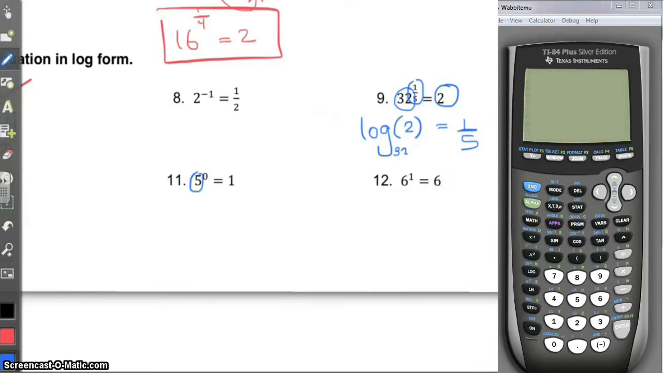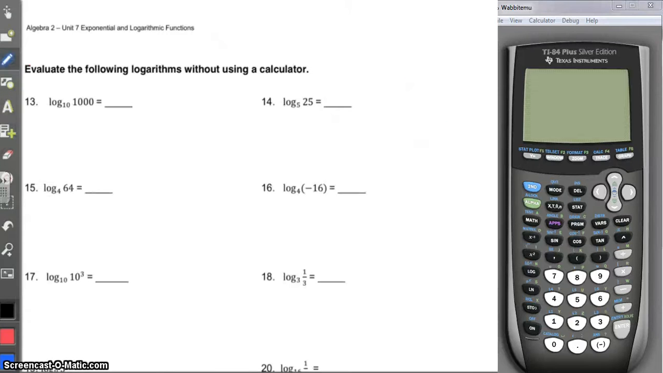So again, the base, you write it as a small number next to the g. The exponent will be the answer, and this one will go inside the log. So log base 5 of 1 would give you 0. Now this is the front page. Now let's move on to the back page.